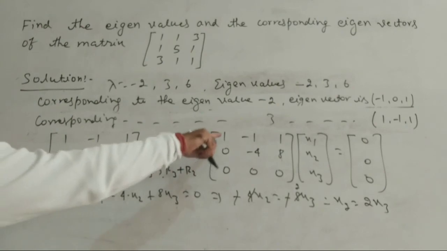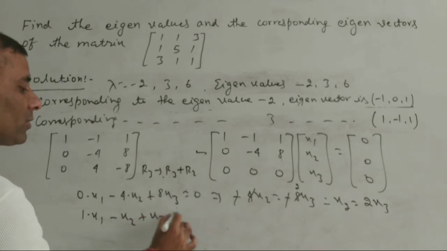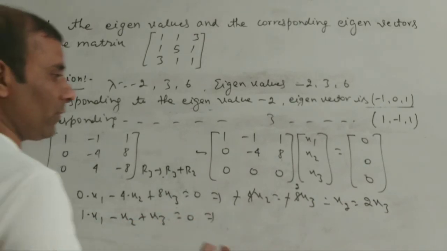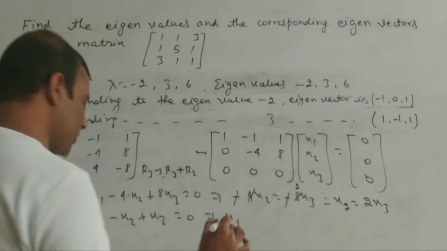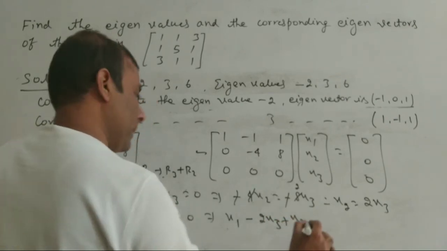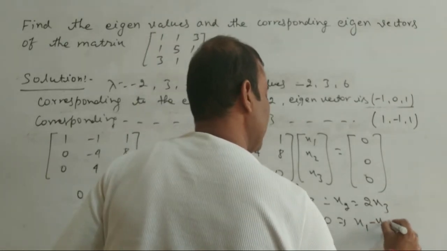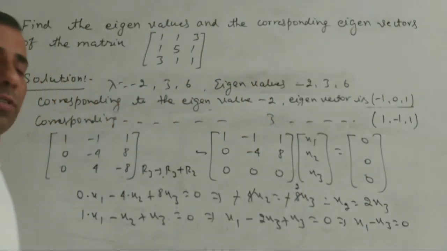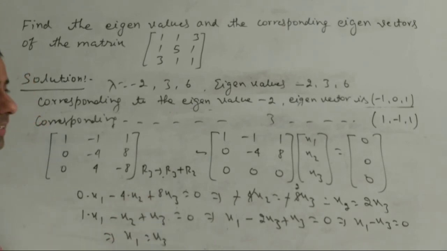Now making the first equation, this is 1 into x1 minus x2 plus x3 equals 0. So putting the value of x2, we have x1 minus 2x3 plus x3 equals 0. That is x1 minus x3 equals 0. It means we have x1 equals x3 and x2 equals 2x3.